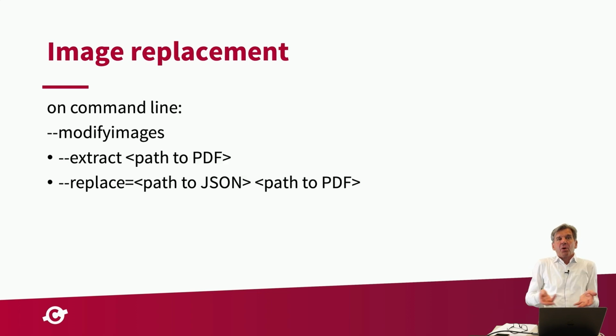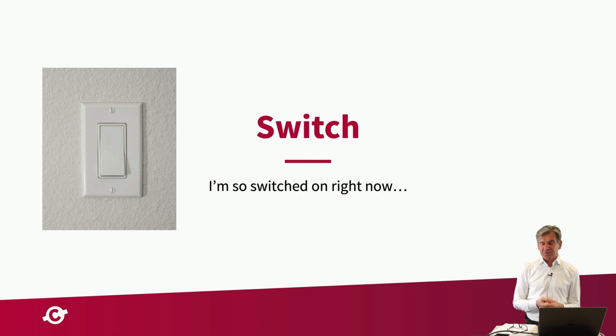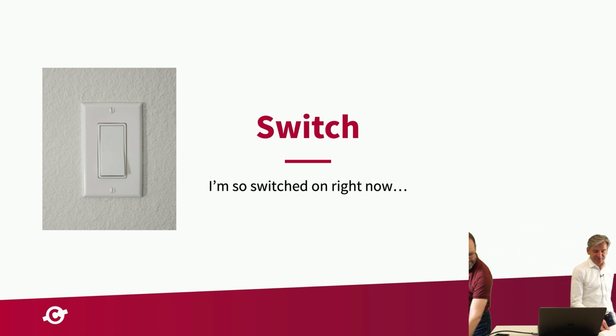Of course, you can do that interactively in the switchboard, and it's fun and maybe nice, but normally you would want to do that in automation. Then you could use the new modify images parameter in pdfToolbox CLI, or you use a tool called Switch. And once again, the chief evangelist takes over. Now we have episode 2 of pdfToolbox 16.